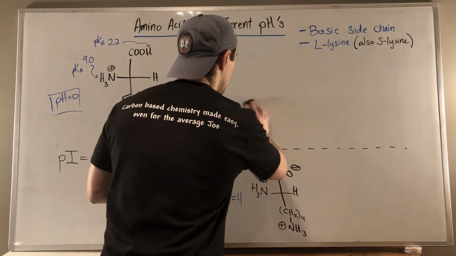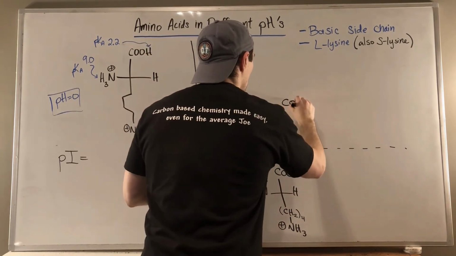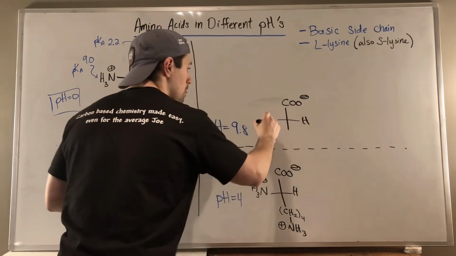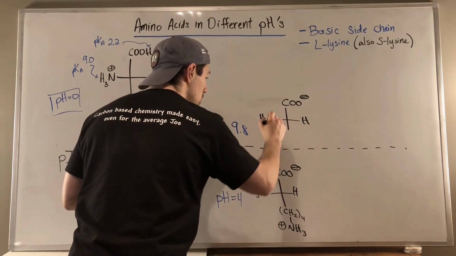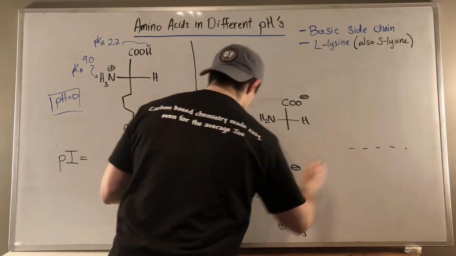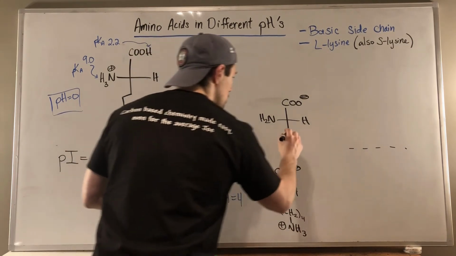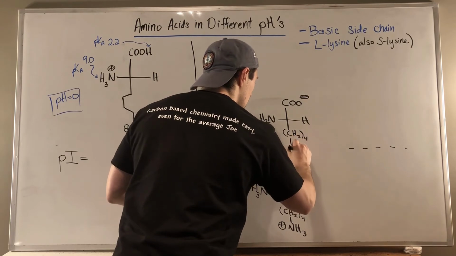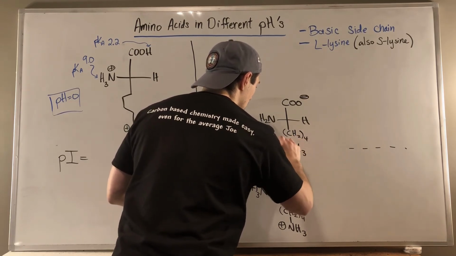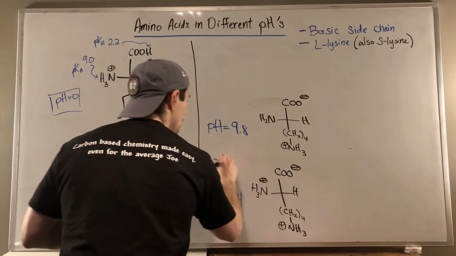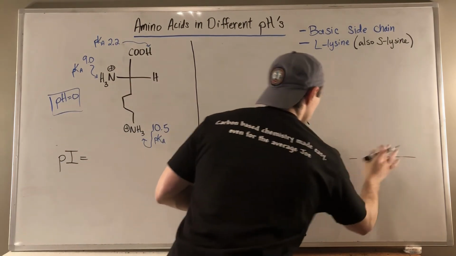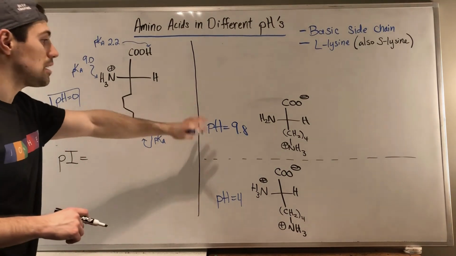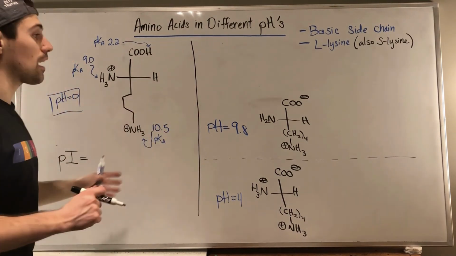I'm not gonna give myself enough room. COO minus, H. This becomes an NH2, and I'm actually gonna lower this down a little bit, just to give myself some room. CH2, we have 4 of them. And we still have this NH3 as a positive charge, okay? So you can see that at this point we're neutral. So maybe the isoelectric pH is somewhere in that neck of the woods.